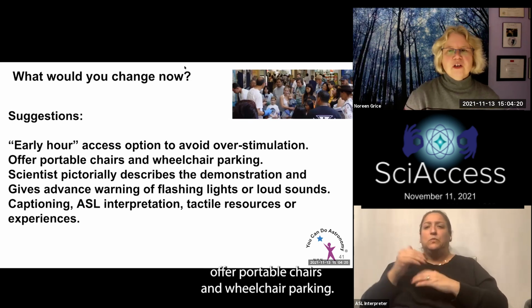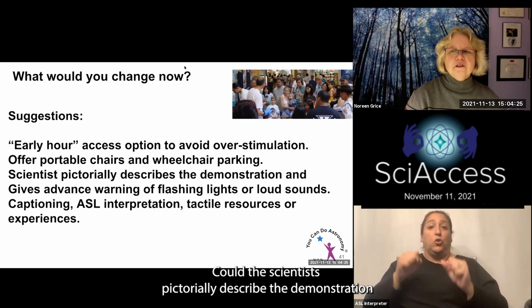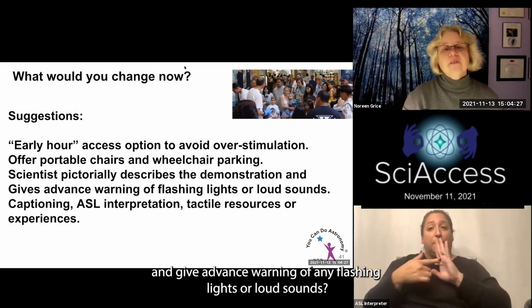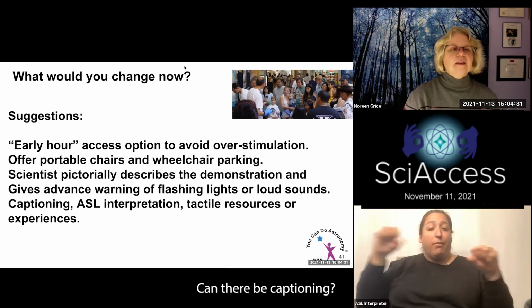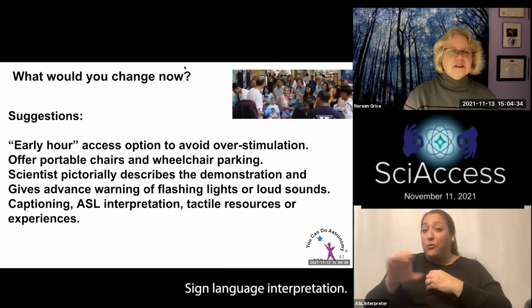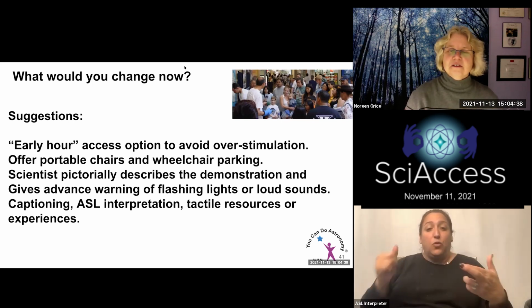Offer portable chairs and wheelchair parking. Could the scientist pictorially describe the demonstration and give advance warning of any flashing lights or loud sounds? Can there be captioning, sign language interpretation, tactile resources or experiences?